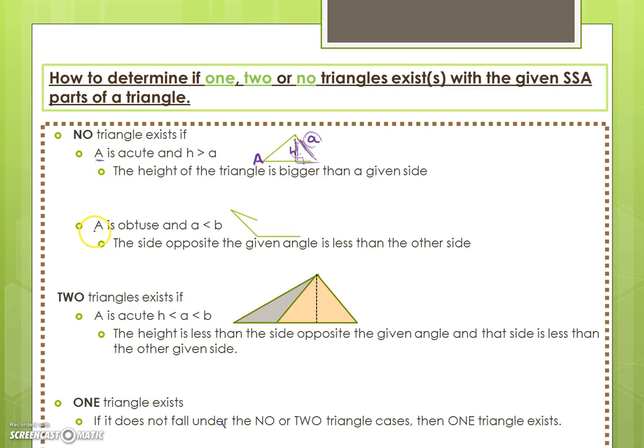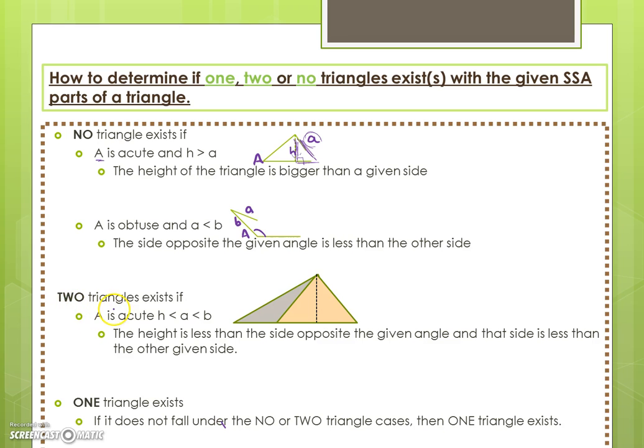So if A is obtuse, you have your obtuse given angle here, its opposite side, which is this one, and it's shorter than this given side. So if this is, say, 10 inches long and this is 7 inches long, see, it doesn't complete the triangle. So no triangle would exist in that case.